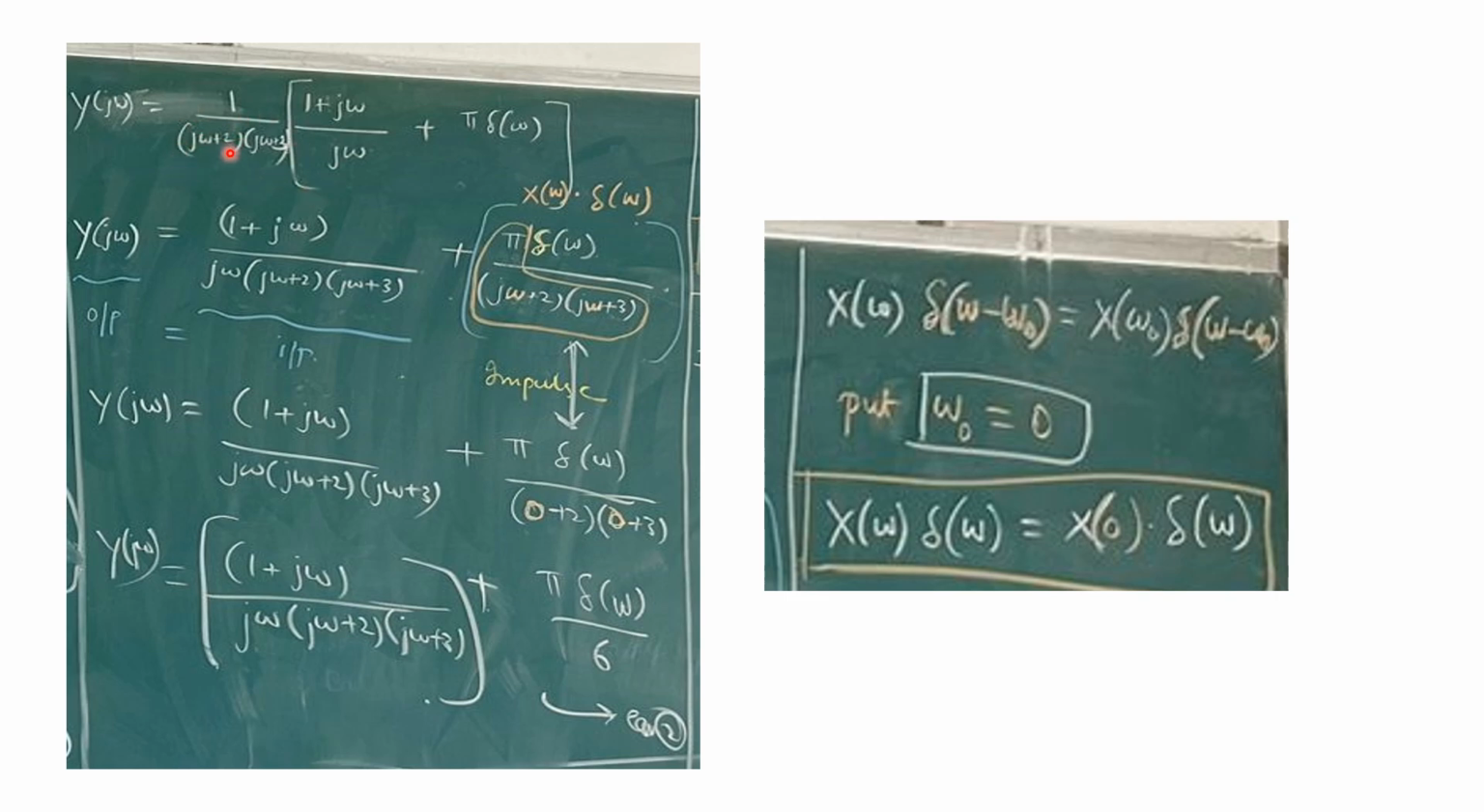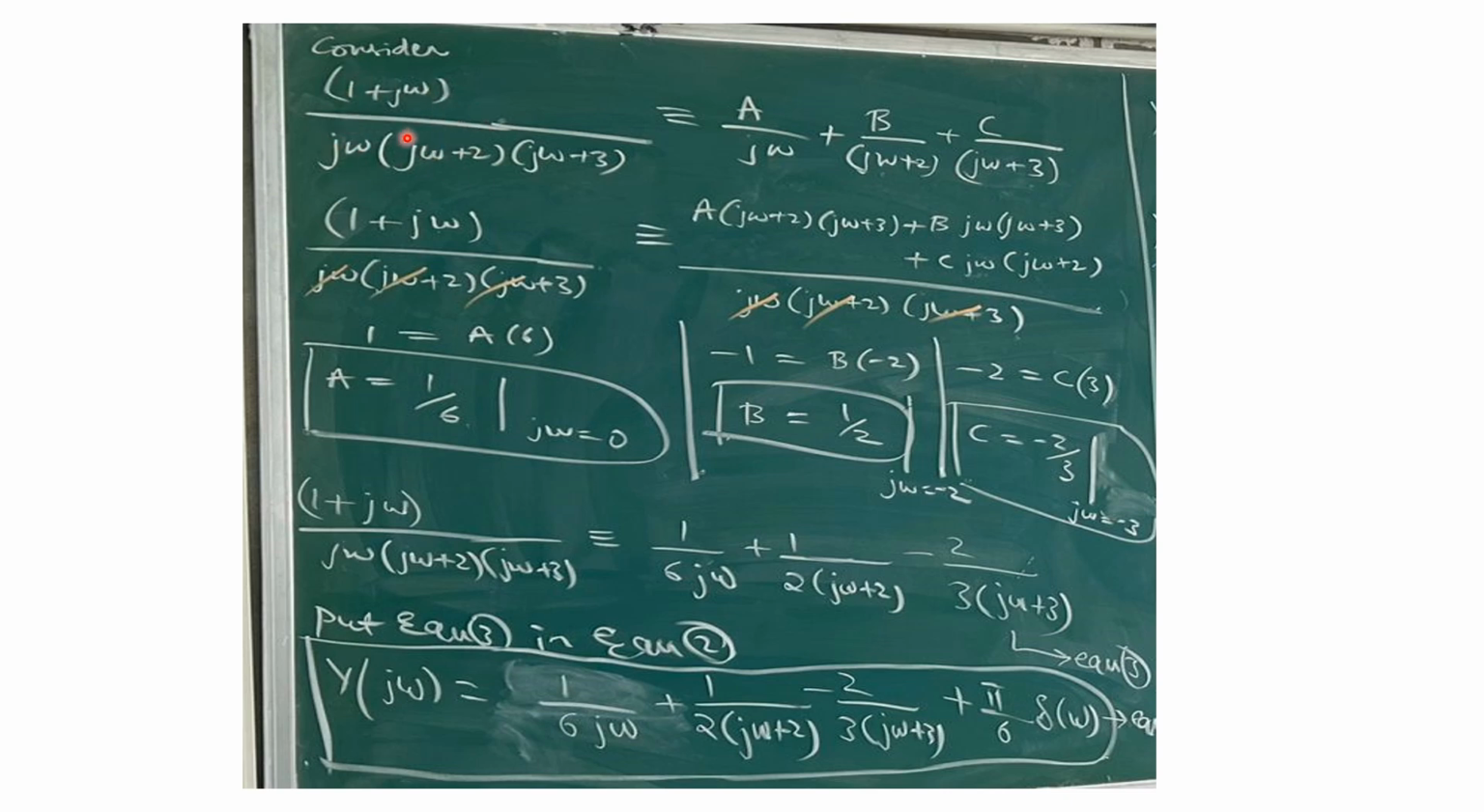Further, multiplying the outside terms with each and independent terms inside the bracket, we get (1 plus j omega) by j omega into (j omega plus 2) into (j omega plus 3) plus a term of the expression in the form of X of omega into delta of omega. And we have a very important property of Fourier transform: X of omega into delta of omega minus omega naught is equal to X of omega naught into delta of omega minus omega naught. If we put omega naught equal to 0, we can see by comparison that X of omega is X of 0. So I am substituting for the impulse omega equal to 0 because of the delta of omega function. In place of X of omega, it is X of 0, and this becomes pi delta of omega by 6.